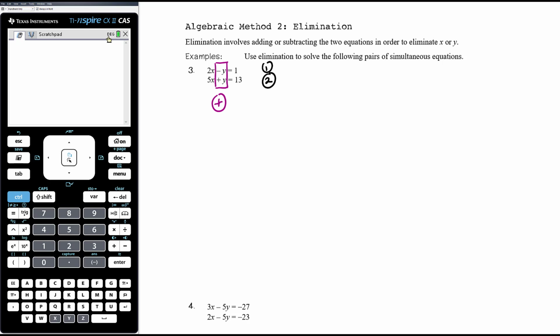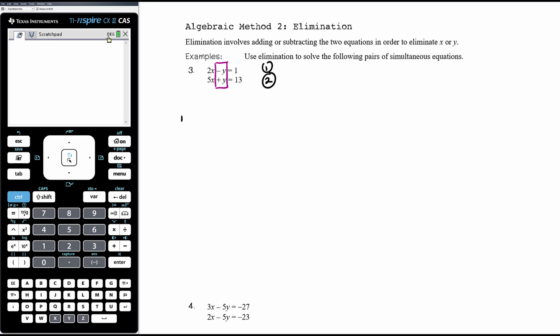If we were to add them, negative y plus y is 0, and hence we've eliminated y. We've got rid of y. Okay? So adding is what we want to do. If we had subtracted here, negative y minus y, that's not 0, that's negative 2y. So it's not helpful to subtract the two equations in this instance. We're going to need to add them in order to eliminate.